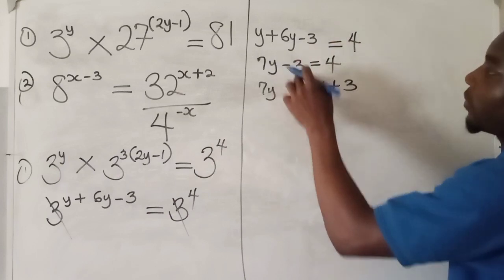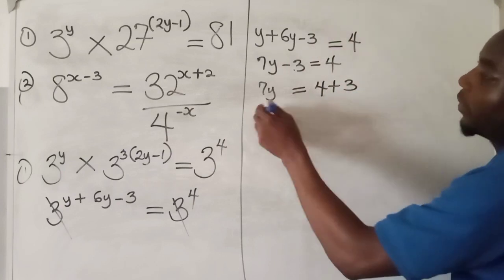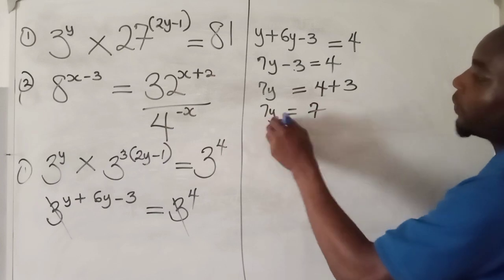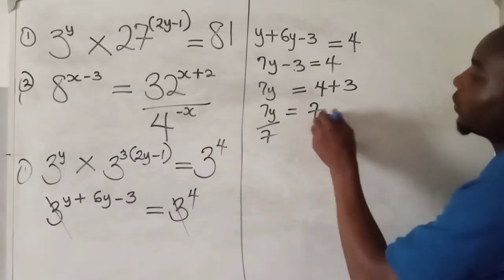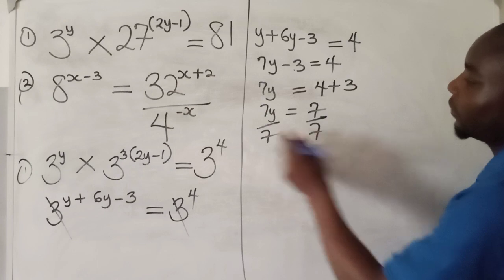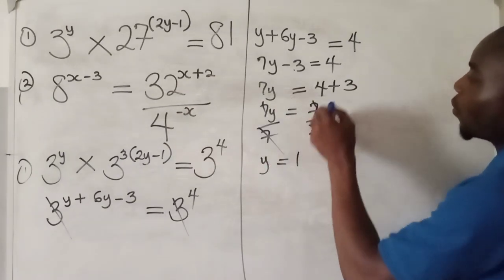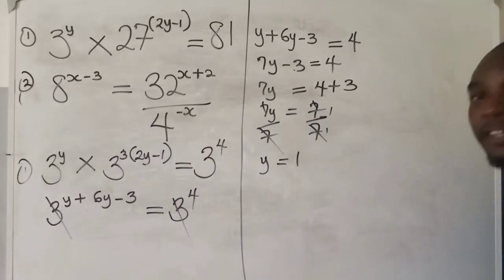So we'll bring down our 7y, collect like terms, and that's equal to 4 plus 3. All right, when minus 3 crosses to this side becomes plus 3. So 7y is equal to 4 plus 3 is 7. When you divide both sides by the coefficient of y, which is 7, divide by 7, divide by 7, we're left with y is equal to 1. So the value of y is 1.